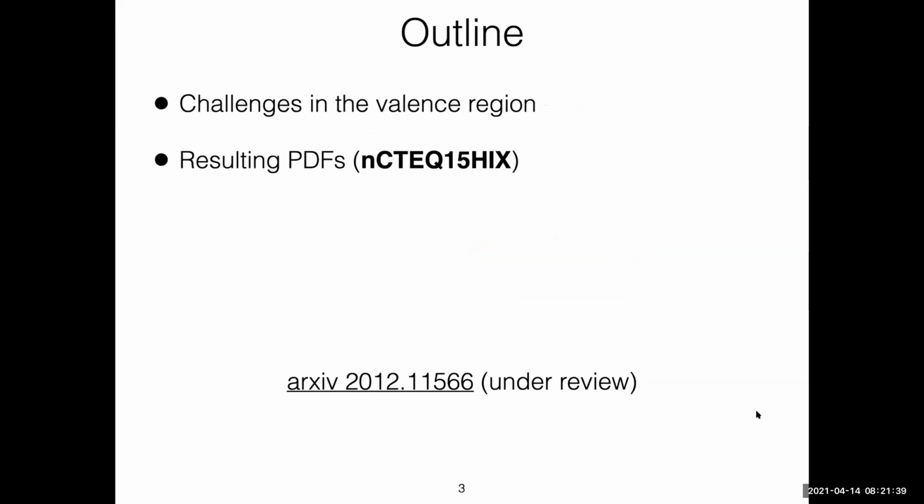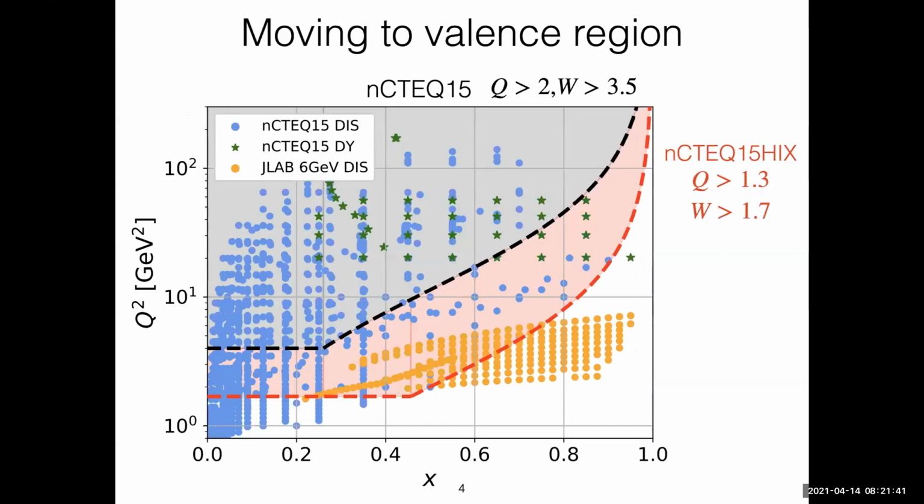What I'm showing here is a landscape of data that's used for nuclear PDF fitting by the nCTEQ collaboration. On the x-axis is x, on the y-axis is Q squared. In the original nCTEQ15 paper, the kinematic cuts required pretty clean DIS events, Q squared greater than 2, W greater than 3.5. That's this entire black shaded region here.